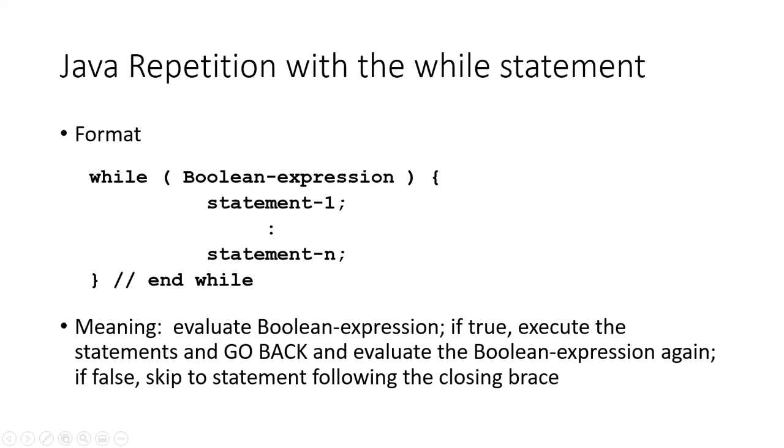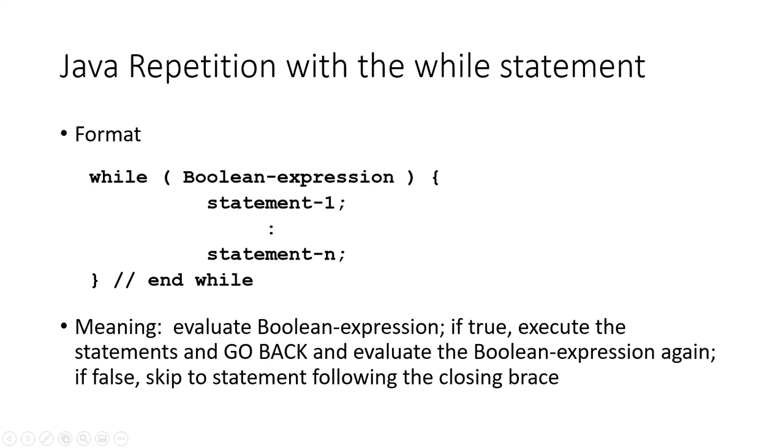but then when I hit the end of the while loop, I go back and evaluate the expression again. So if the expression is true a second time, I do the block of statements a second time and go back and evaluate it a third time. So as long as the test is true, I'm going to repeatedly execute this block of statements. If the expression ever works out to be false, then I skip this block and move on in the program.